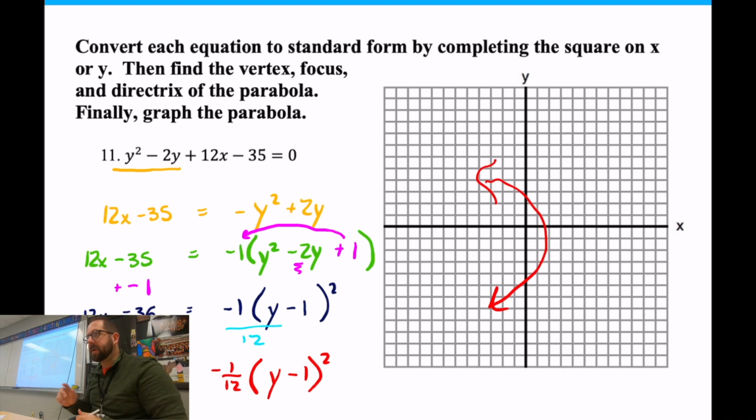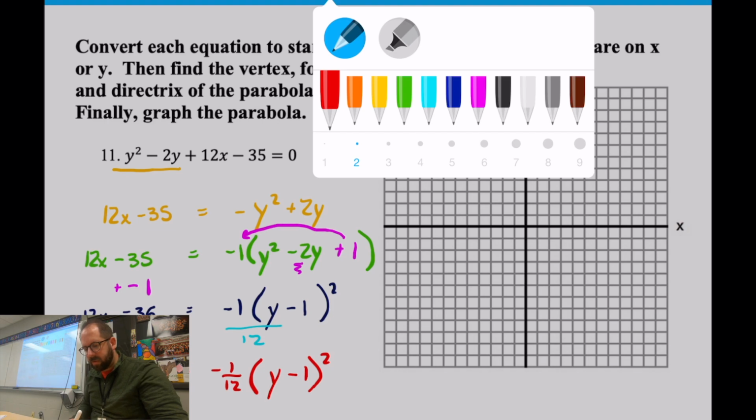So, does that make sense what we're doing here? Now we have to figure out where the starting point is. So, starting point, my vertex: what is the number with the x? What is the number with the y? 3, 1. All right.